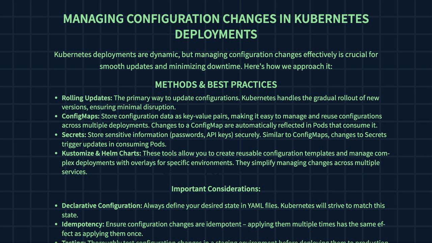Tools like Kustomize and Helm charts help us manage more complex deployments and apply changes consistently across various environments. The key is always using declarative configuration, telling Kubernetes exactly what you want and making sure those changes are idempotent, meaning applying them multiple times has the same result as just applying them once. Don't forget to test everything in a staging environment first.